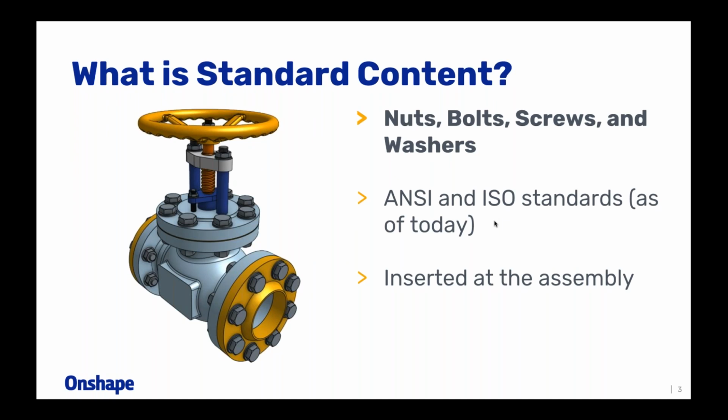Now, what is standard content? Put simply, standard content is the ability to insert nuts, bolts, screws, and washers very easily from a standard library into the assembly. As of today, that's ANSI and ISO standards. As of the recording of this, January 30th, 2018, it's ANSI and ISO standards, but it's important to note we just announced standard content a few weeks ago. So nuts, bolts, screws, and washers, ANSI and ISO standard as of today. And these are inserted at the assembly level.